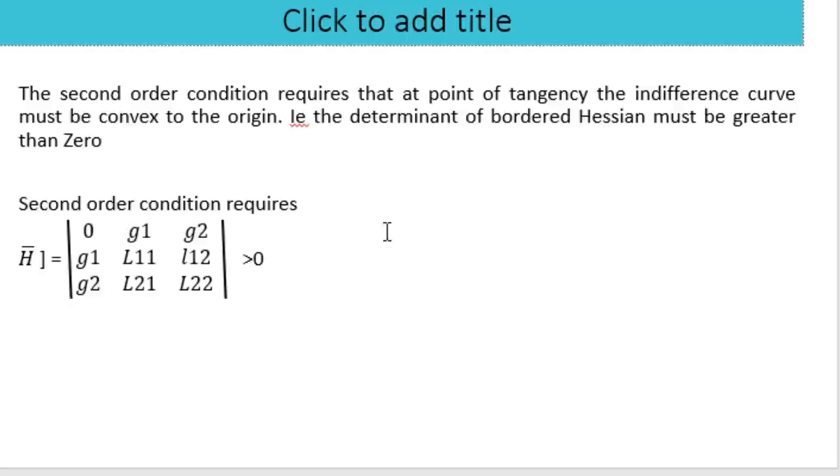The second order condition requires that at the point of tangency, the indifference curve must be convex to the origin, and that is, the determinant of the bordered Hessian matrix must be greater than 0. This is about the utility maximization condition for the consumer using the Lagrange multiplier.